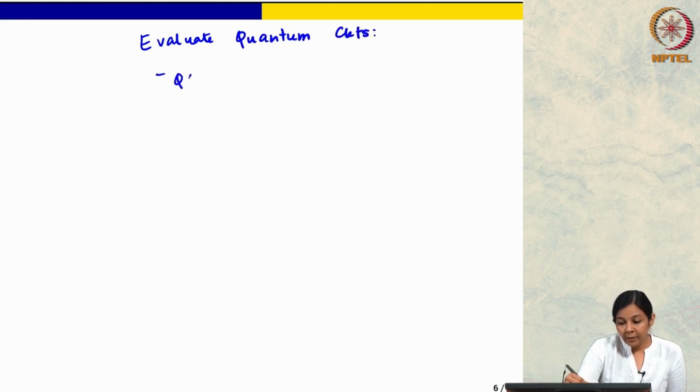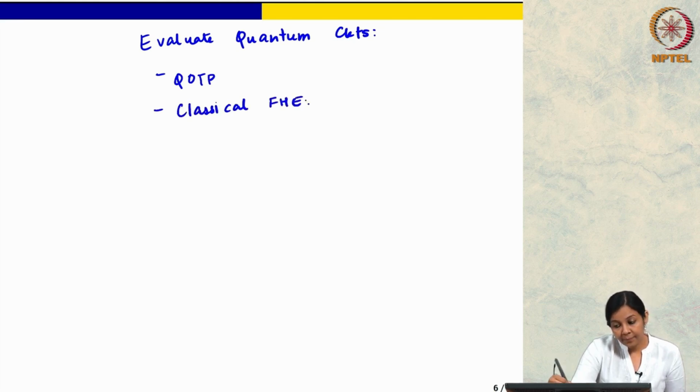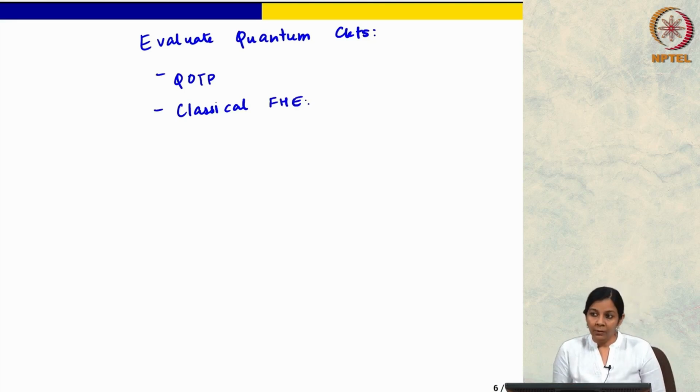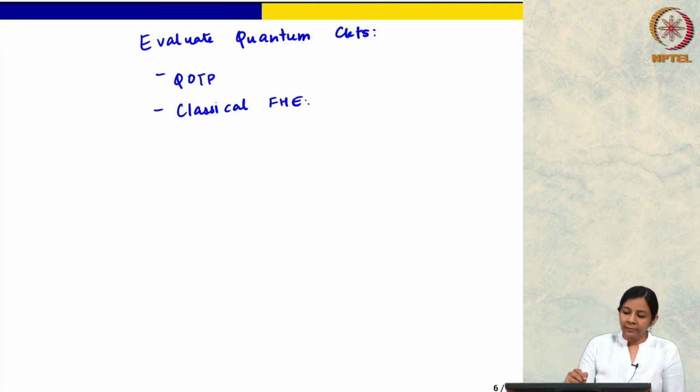Again using a QOTP and now a classical FHE. Similar to the PKE construction that we saw, we will use a one time pad and an FHE for the OTP key, alright. But we have to be very careful. There are a lot of things to think about. Let's try to develop these ideas slowly.